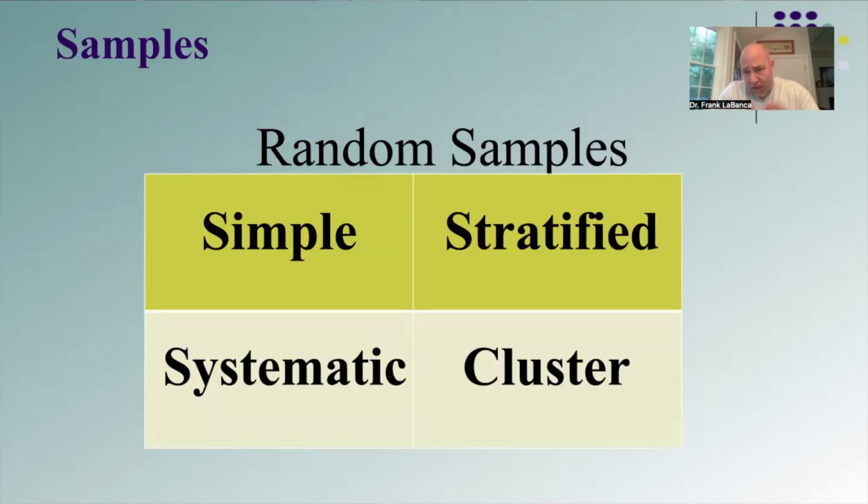Certain samples can be randomized. When we have randomized samples, you are more likely to have accurate results. So simple is just randomly taken. Stratified means the samples are organized in some way, and then you take some from here, some from here, some from here, and some from here. Systematic is in an organized way. Cluster, just take one group for some reason.